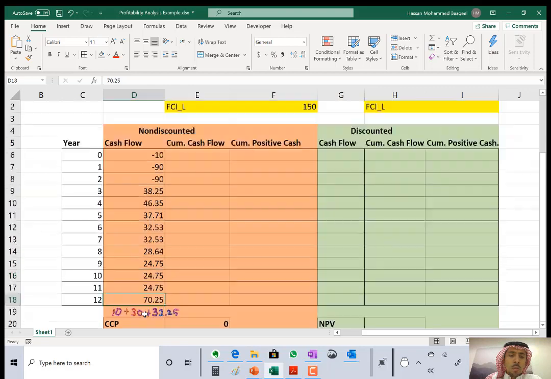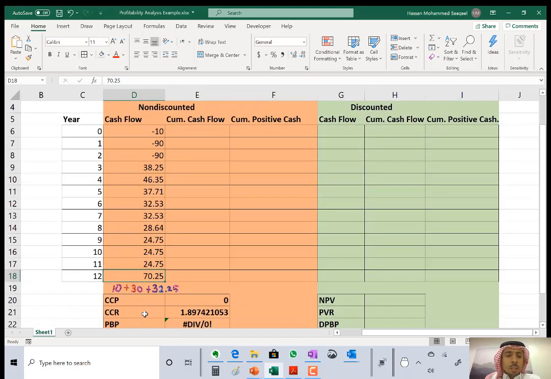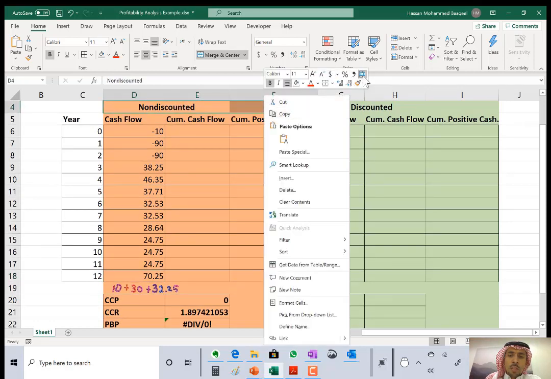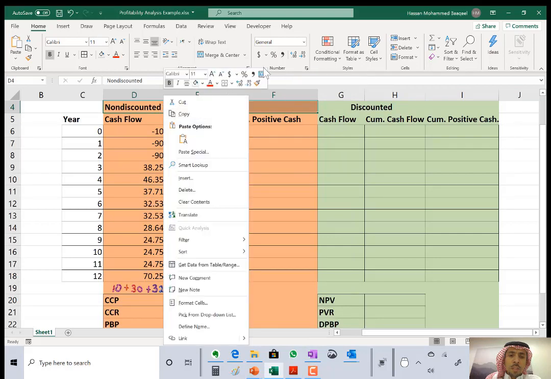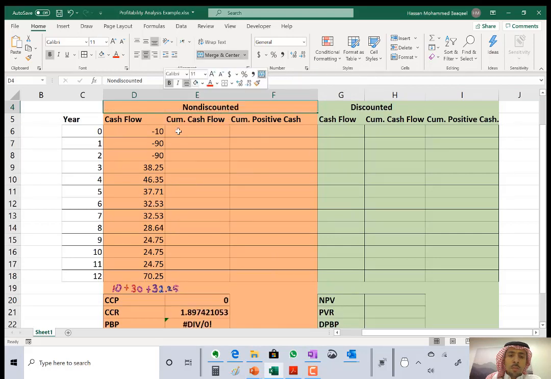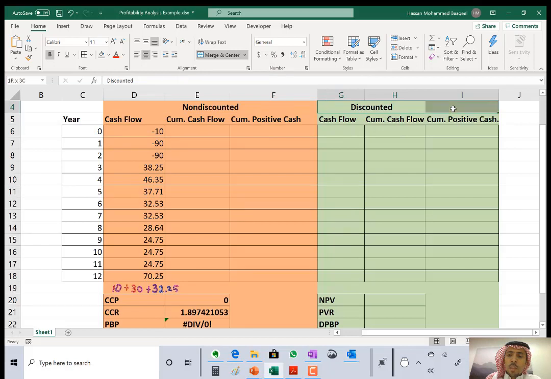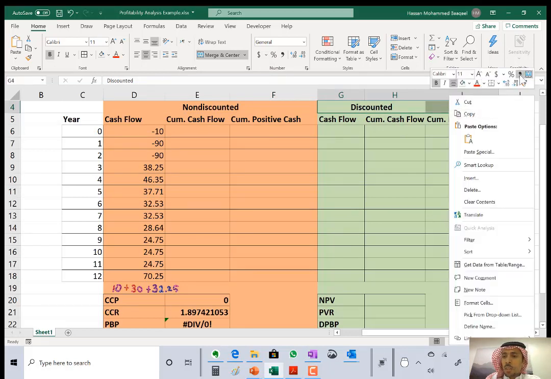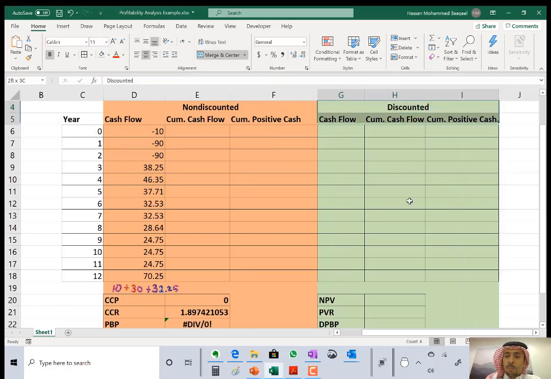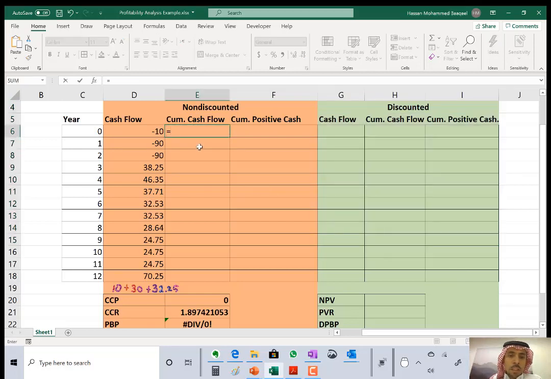All right, so I will divide my Excel sheet into two sections. The first section is called the non-discounted section, and it's this one here, and the other one is the discounted section, which is the other one here. I will first calculate my cumulative cash flow for both sections. Well, let me finish up first with the non-discounted section.